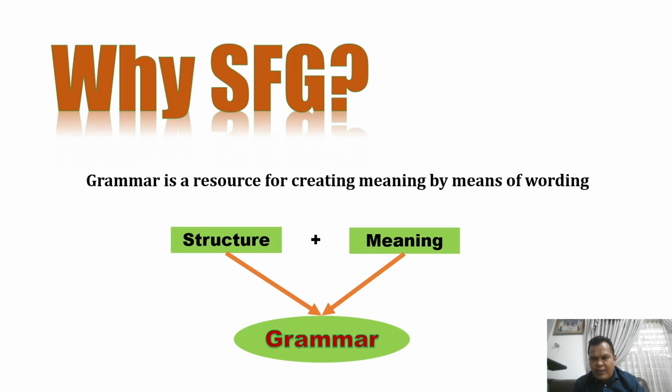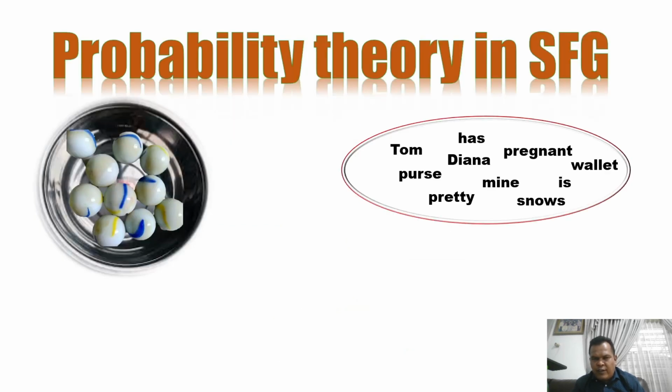Now, in order to give you a deeper understanding of the concept of grammar in SFG, let's examine the theory of probability, whether it is acceptable in SFG. Now, I offer you two groups. The first group is composed of 10 marbles, and the second group is composed of 10 words. Now, let's pick up one of the elements of each of the groups. Let's take one of the marbles.